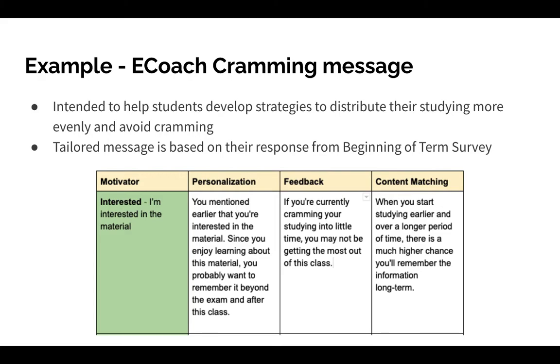So in this example, someone who sees this message said that a motivator in the class is that they're interested in the material. So we use personalization to address the fact that that's a motivator for them and that they might want to know the material after the class since they're interested in it. Feedback is that if they're currently cramming, they're probably not on the right path towards retaining information after the class is over. And then finally, content matching is telling them how they can change their habits to better retain the information after the class ends.